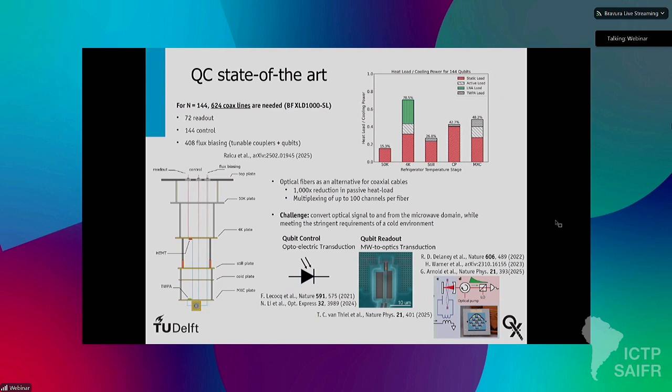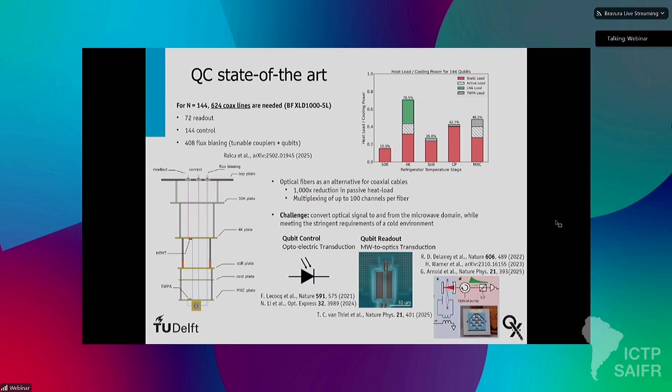You present here that the control lines that you need for 144 qubits are 144 microwave and 408 flux biasing. Can you shine a bit of light on how you would replace both with optical control, or what are your thoughts?